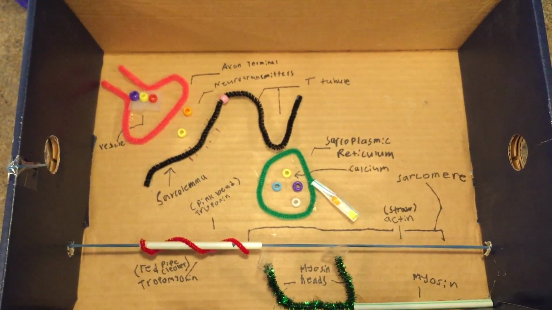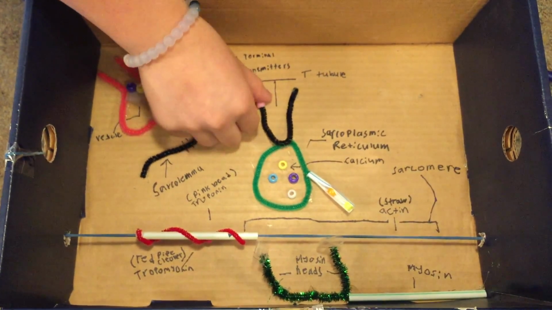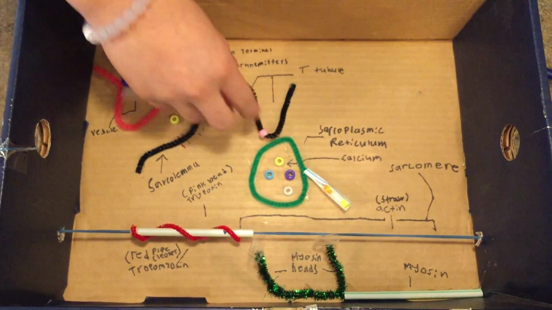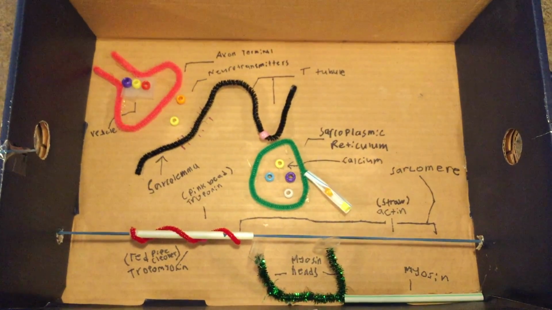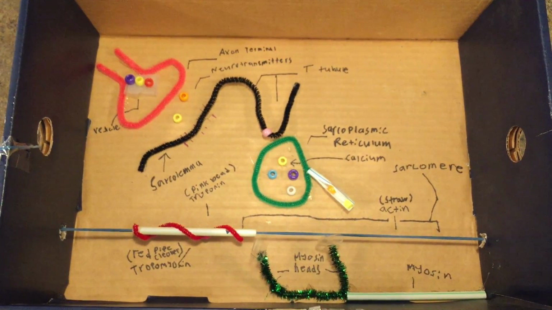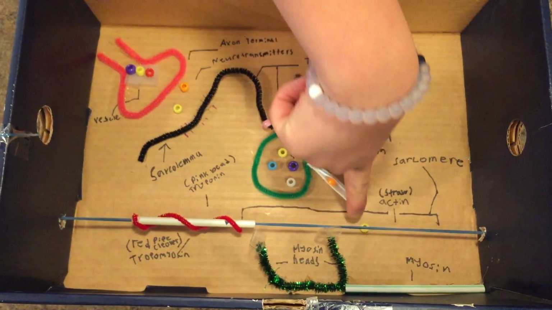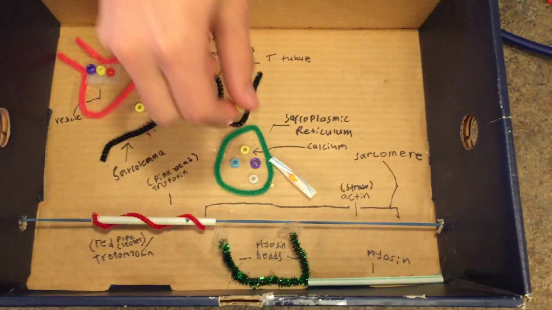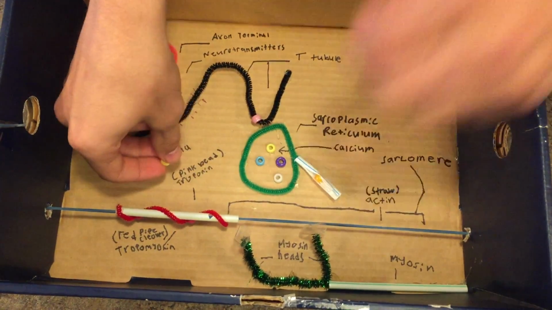After this, the action potential travels along the sarcolemma until it enters the T-tubule. Once it enters the T-tubule, it triggers the sarcoplasmic reticulum to release calcium ions. There's the release of the calcium ion. See that? Once this calcium is released, it travels to the actin and binds to the troponin.